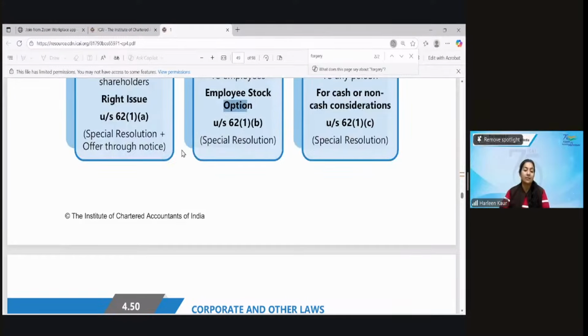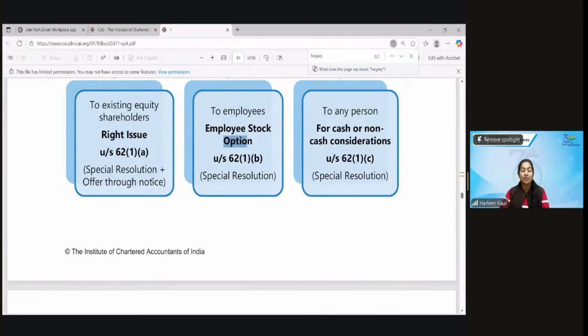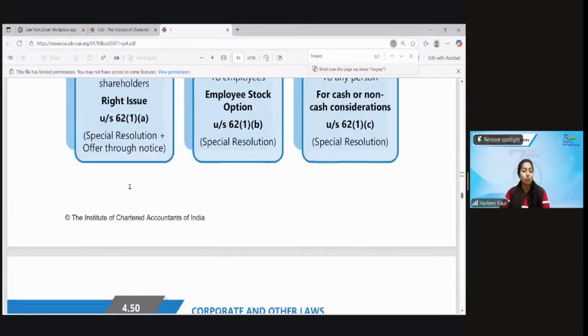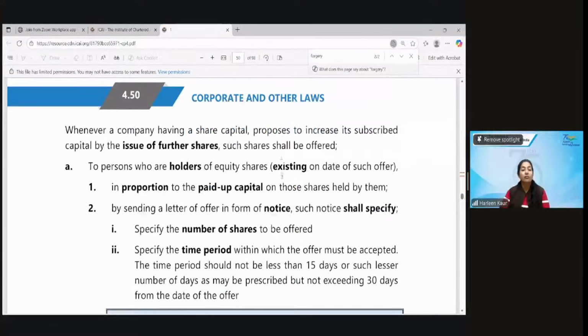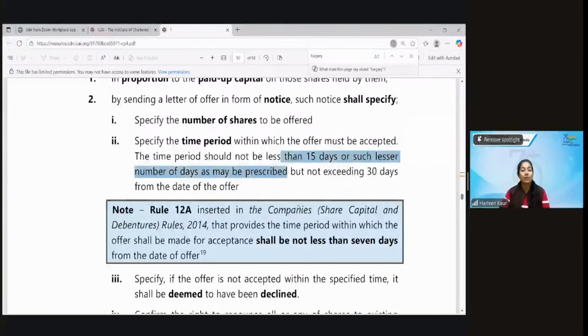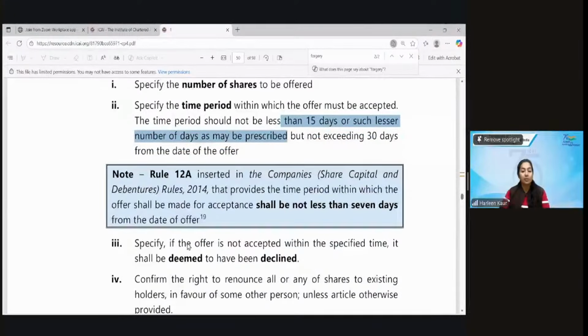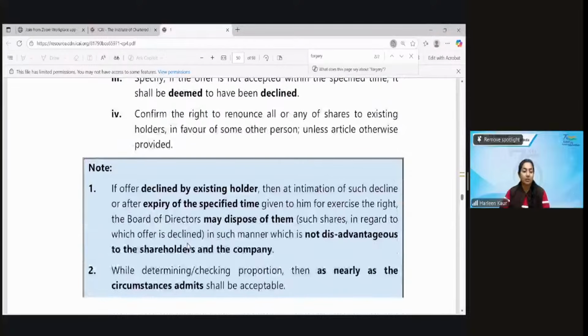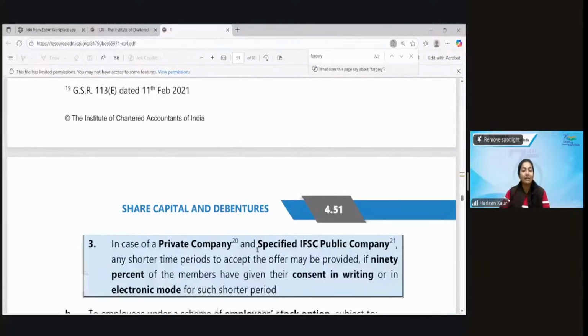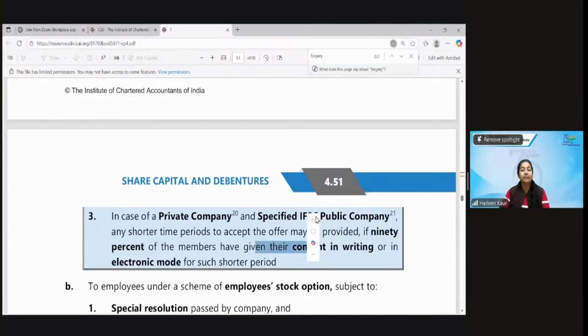In all these cases, SR has to be passed, but rights issue में SR के साथ मैंने आपको क्या बताया था that an offer letter or notice is also sent which has a time period of 15 to 30 days and not less than 7 days. तो कभी भी नहीं हो सकता. Minimum 15 days has to be there. And if private company has consented in writing 90% of the members, then it can be less than 15.